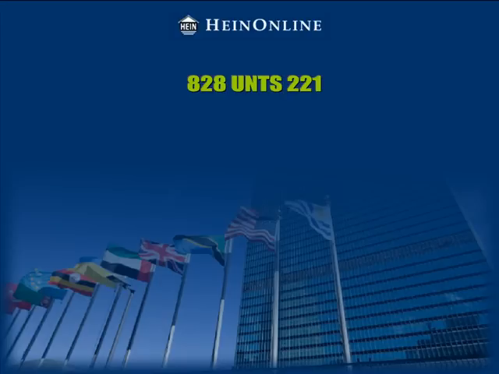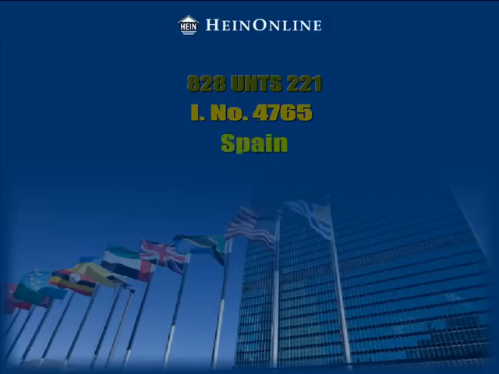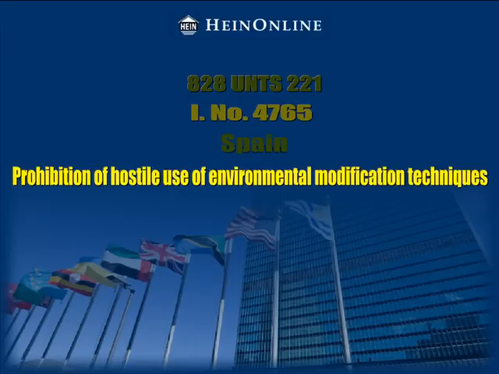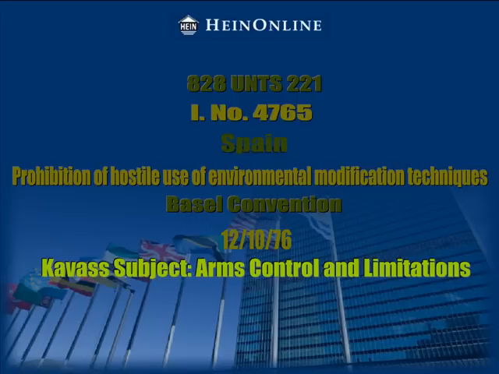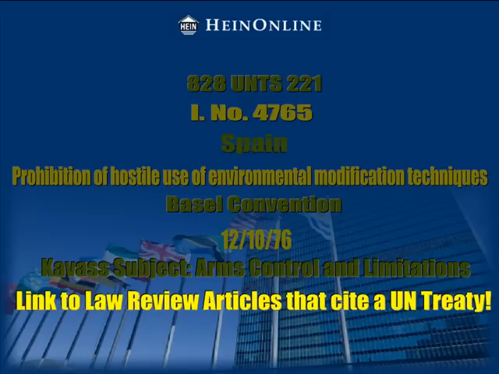You can quickly pull up a UN treaty by entering a UNTS citation. You can search for a treaty by treaty or registration number, country, short title, popular name, signing date, and much more. You can even search by subject, as we have coded every treaty with Kavas subject headings. And lastly, you can link to law review articles that cite a specific UN treaty, directly from your search results or when reading the treaty text.